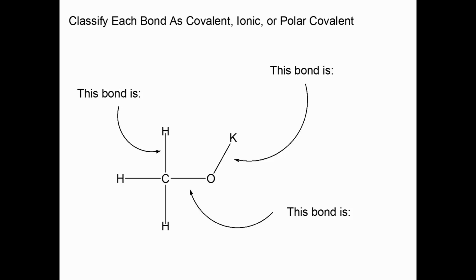All right, the CH bond is covalent, very slightly polar. I think carbon is 2.5 and hydrogen is 2.1, so there's not an appreciable electronegativity difference. The oxygen-potassium bond is ionic. These are a very electronegative atom, oxygen, bonding to a very non-electronegative, or electropositive, element, potassium. And finally, the CO bond is a polar covalent bond. There's an appreciable electronegativity difference between carbon and oxygen, but not so much that we would ever consider this bond to be ionic.